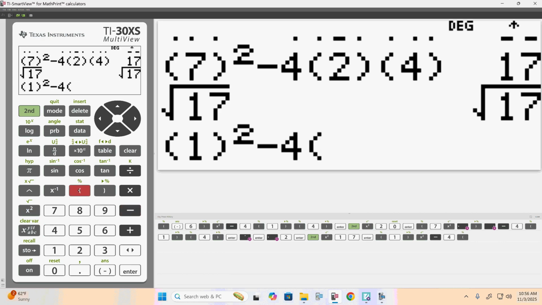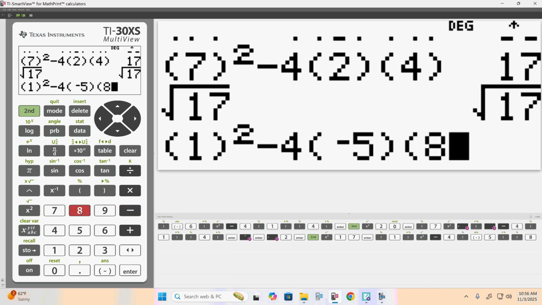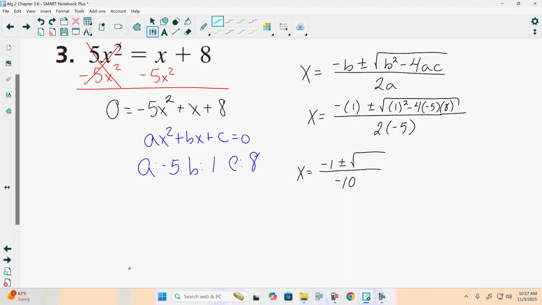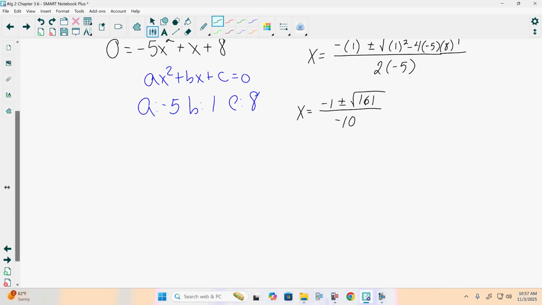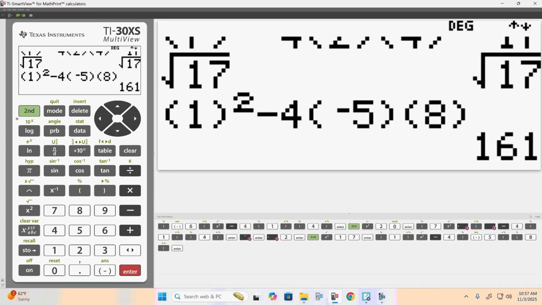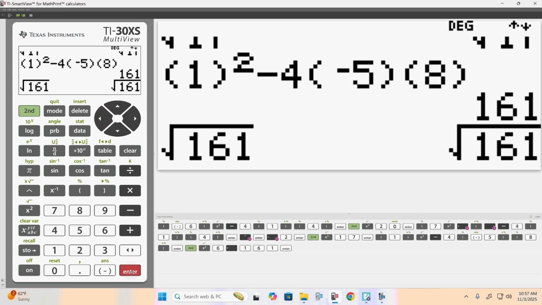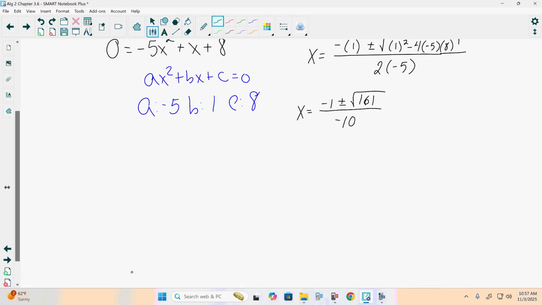1 squared minus 4 times negative 5 times 8 tells us it's 161. Now at this point here, we do need to make sure that the radical does not reduce. The square root of 161 is, well, the square root of 161. So it's telling us that we have negative 1 plus or minus the square root of 161 over negative 10. Questions on how we got here?